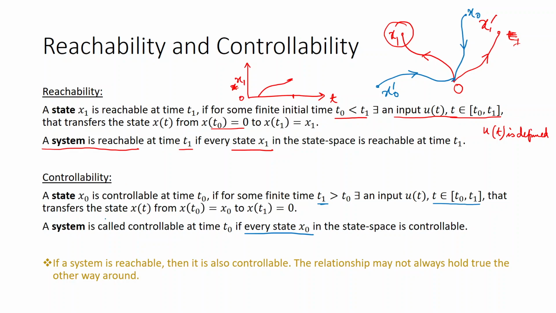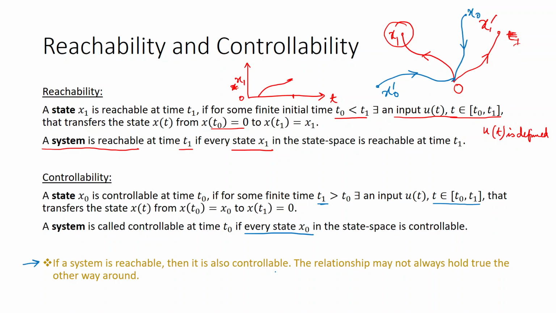Now, a point here is this: if a system is reachable, then it is also controllable. This is very easy to understand. Reachability means I am able to reach any state in the system. That means I will be able to reach the 0 state also. That means the system is controllable also.